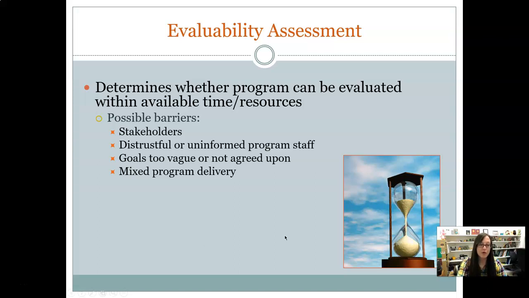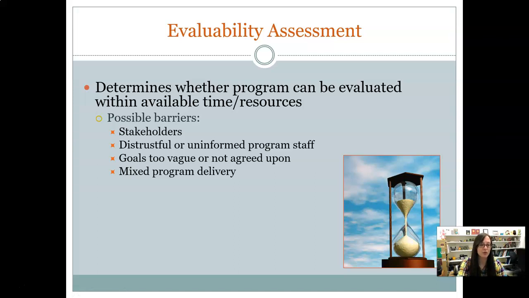Sometimes we look at program staff if they are alienated or distrustful of evaluators, or of anyone who's sponsored by management to check up on them. That could be a possible barrier as well. So you're not going to be able to accurately assess a program if the people who are delivering the program aren't on board with that assessment, if they feel like they're being checked up on, and they don't trust the people who are there to assess.